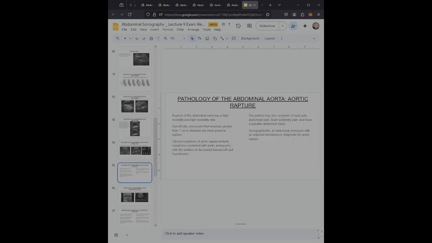Aortic rupture has high mortality and morbidity, and aneurysms greater than 7 centimeters in diameter are more prone to rupture. Sonographically, we see abdominal aneurysms with an adjacent hematoma.